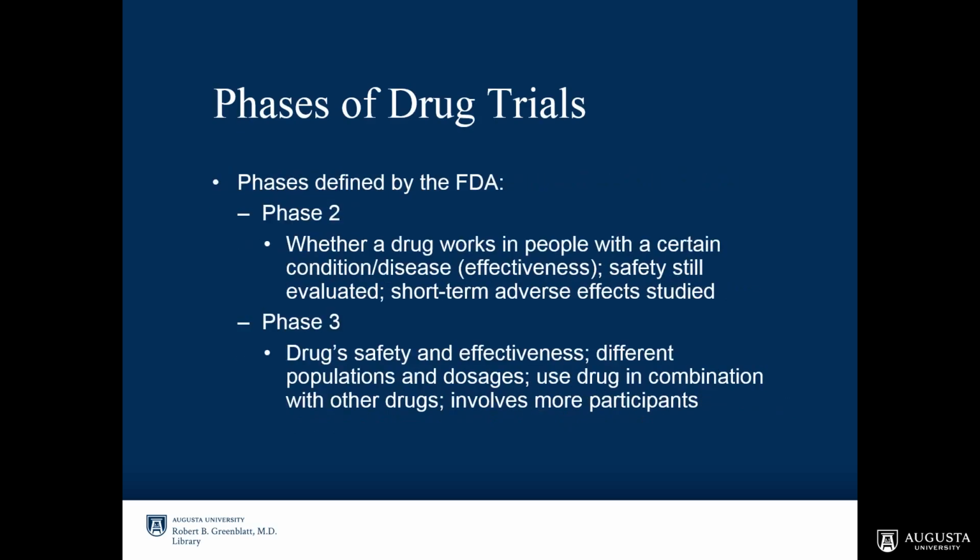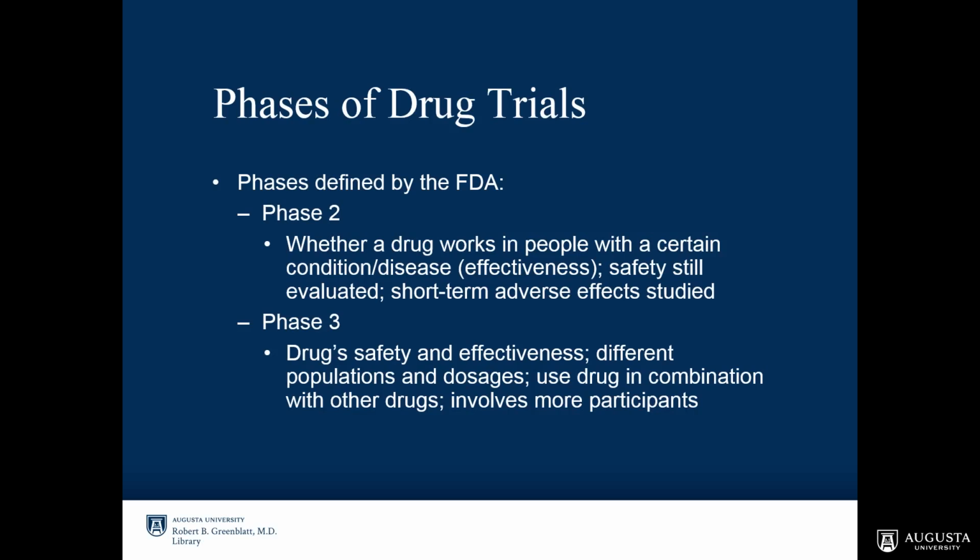Phase 2 drug trials are looking at whether a drug works in people with a certain condition or disease. So they're looking at the effectiveness as opposed to the healthy volunteers in phase 1. Safety is still evaluated, and they're also looking at any short-term adverse effects. If this phase is successful, the researchers would move on to phase 3 and look at the drug's safety and effectiveness. And then they're looking at different populations and dosages.